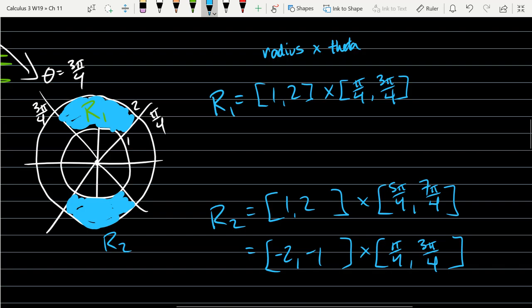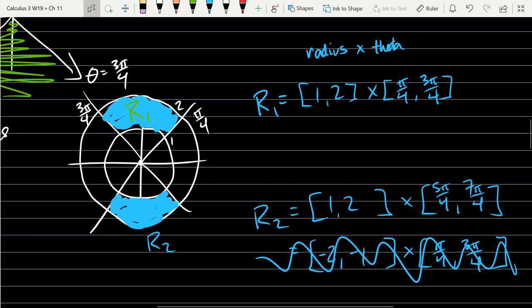So don't use negative radius, because then things start to go backwards and weird. So don't use the second version right there. Keep it simple. Positive radius, and make sure that you always have your small number, comma, big number. Don't go big, comma, small. All right, so those are two polar rectangles. What we're about to do is get the area of these.